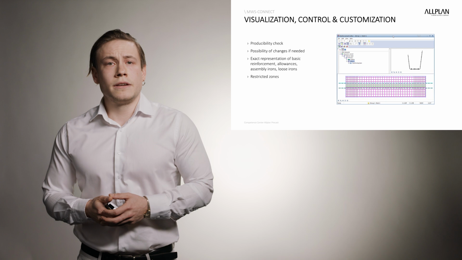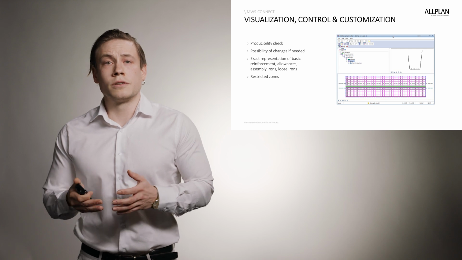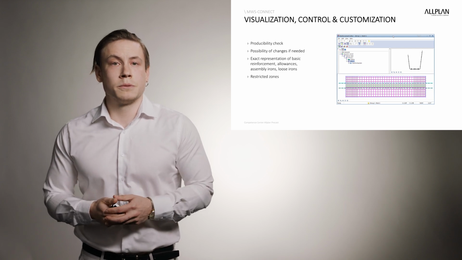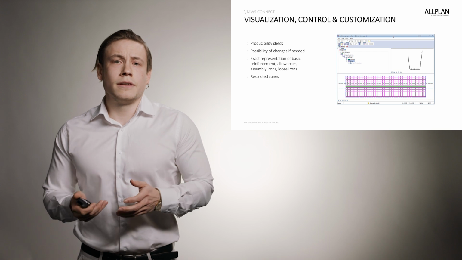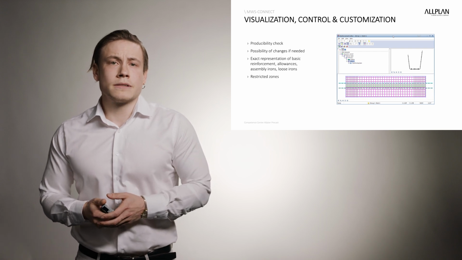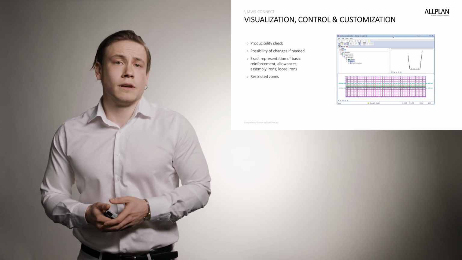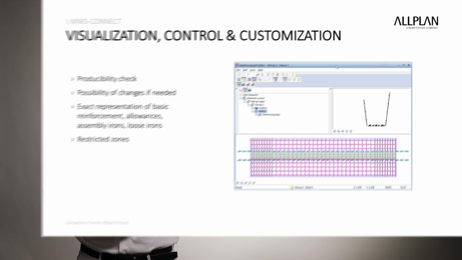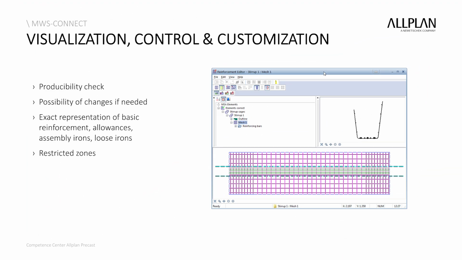Our MWS editor also helps you with a colored visualization of the reinforcement bars. So you can directly see the assembly bars, basic reinforcement, and loose bars, for example. The display of the restricted zones is also quite helpful, especially if you have the unfolded view of the mesh active.